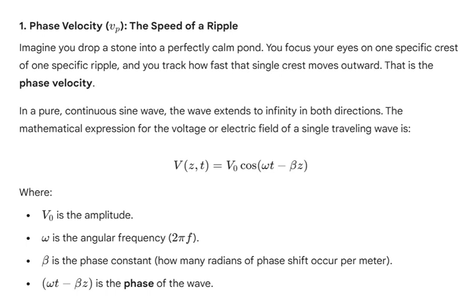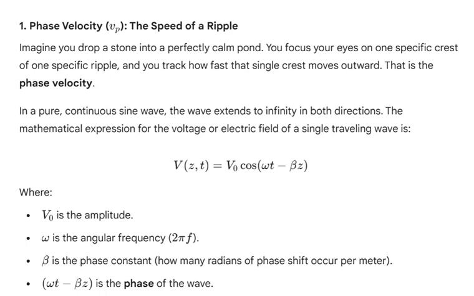Imagine you drop a stone into a perfectly calm pond. You focus your eyes on one specific crest of one specific ripple, and you track how fast that single crest moves outward. That is the phase velocity. In a pure, continuous sine wave, the wave extends to infinity in both directions.